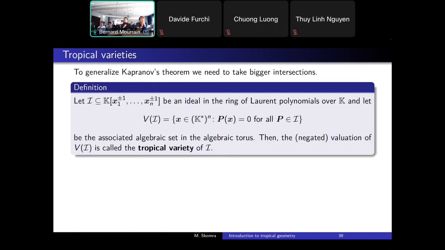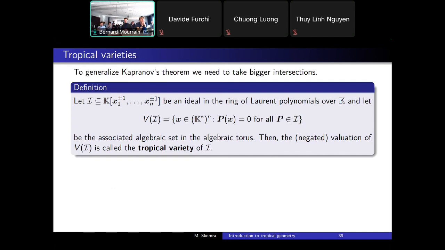So this will be my variety. I have an ideal, and I look at all of the points on which all of the polynomials in this ideal are 0, so that will be my variety. And now I will just define the valuation of the variety to be the tropical variety. That's the definition that we use. The valuation of a variety is called a tropical variety.